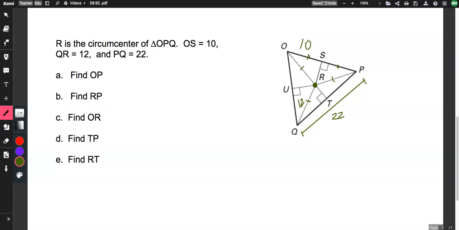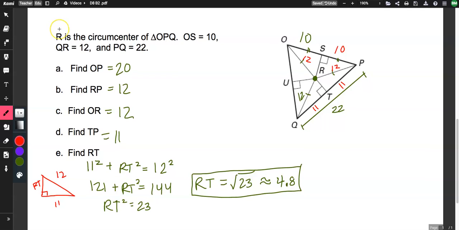All right, here's my work for that problem. Pretty straightforward. Now that we know what the circumcenter does and how it helps us find congruent pieces, I'm just working my way around the triangle, labeling everything that I know to find those missing segment lengths. And then I did the Pythagorean theorem for the last problem.